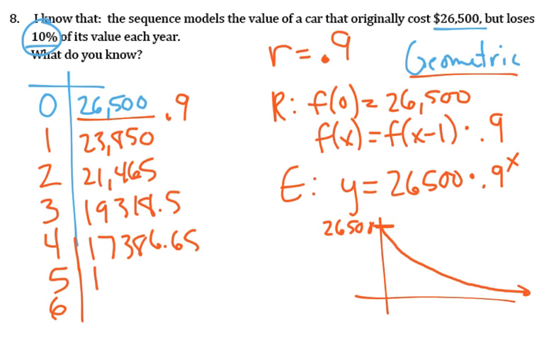Okay, so 3 years, 4 years, 5 years, 6 years. 5 years, 15,647.99 if I round. Then 14,083.19. So after 6 years, we still have over half the value of it. Okay? If we keep going, the next year is when we are under half the value. So after 7 years of owning the car, it's worth less than half.